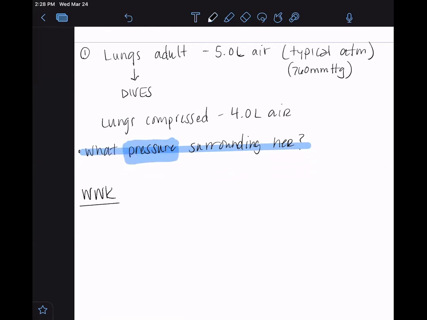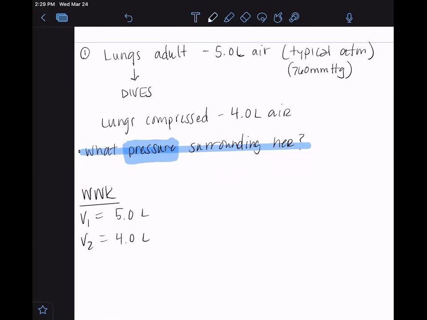So we are given 5.0 liters of air. Okay, so we know that that's liters. I'm going to say that that right now is going to be considered a volume. So we know a V1, and we know that we're going to have a second volume because I see a 4.0, so that would be a V2. Okay, so we're given two volumes, one at 5.0 liters and the other at 4.0 liters.